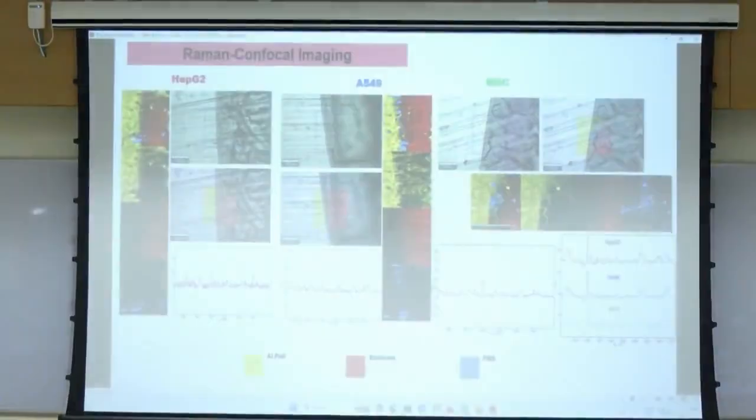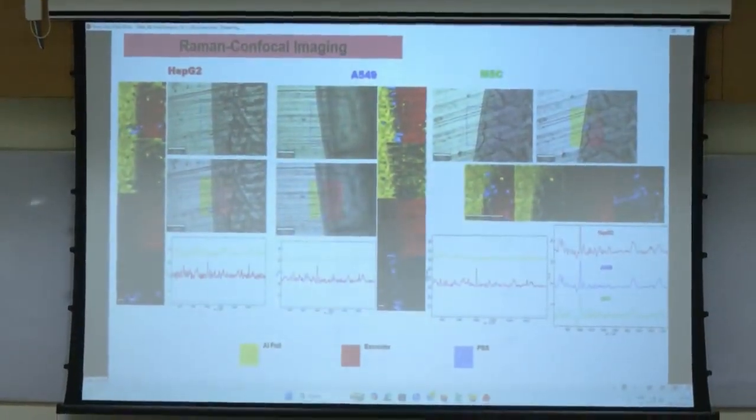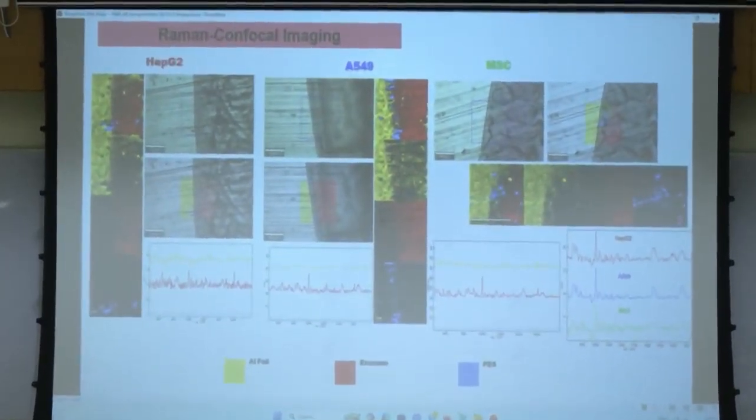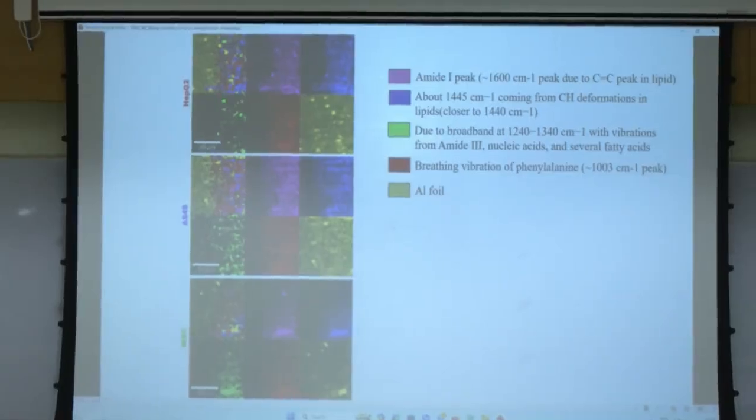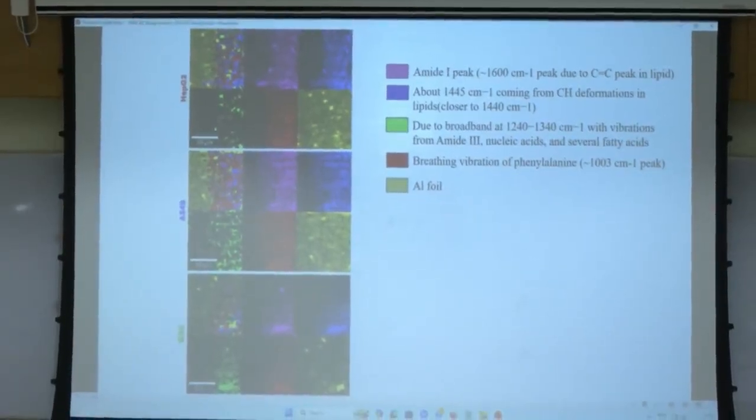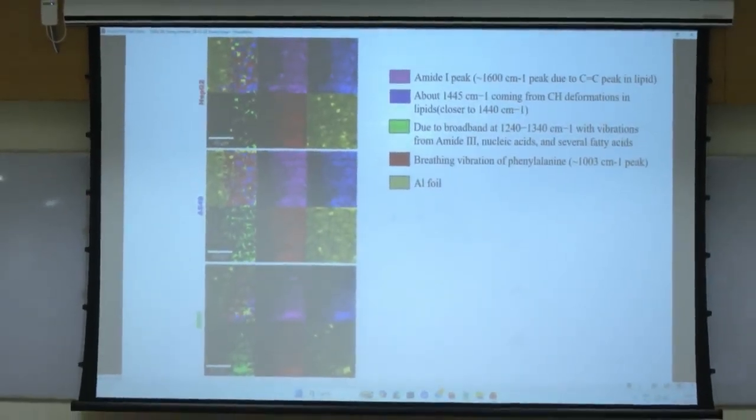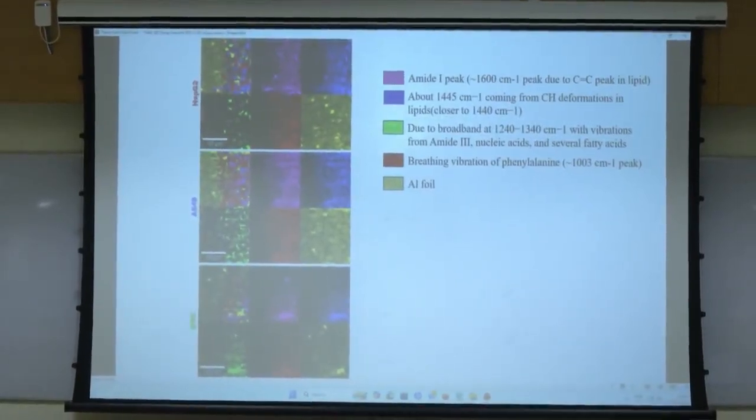Then we have also done this Raman confocal imaging, which is basically confirming this notion that there are some groups, carbonyl group, CH group, all these things are present, and which are actually changing from normal stem cell to differentiated cancer cells, and it can be a very positive marker for the detection of early cancer signature.